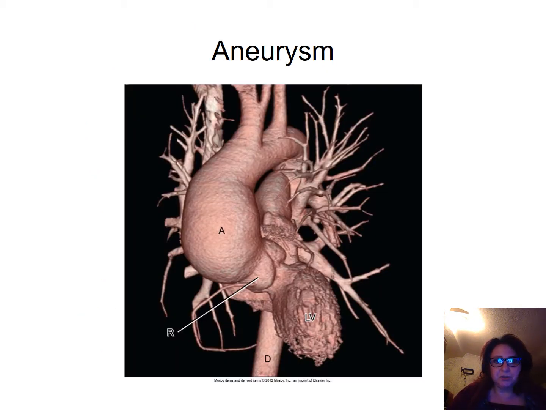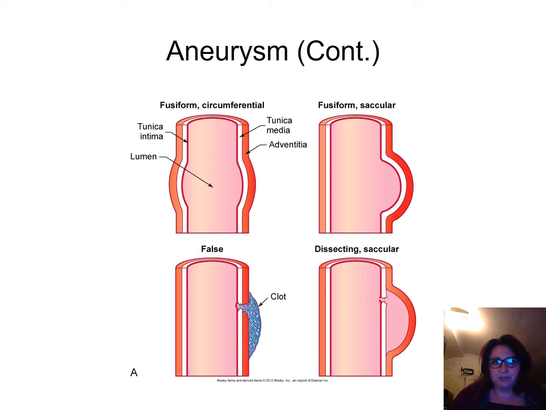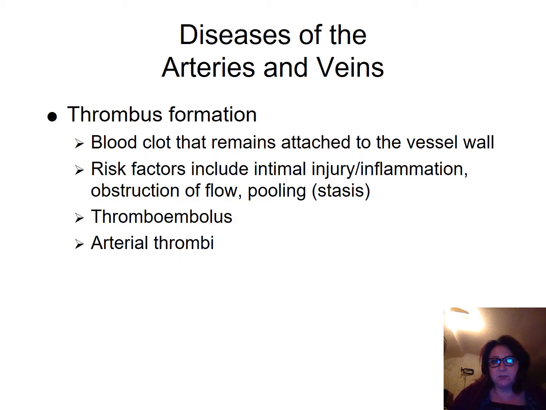And this is a picture of an aneurysm. One of my favorite things to do is to Google pictures so that I can put them in my presentation. And these are the different types of aneurysms that there are. See this false one? There's actually a clot attached to the vessel. It's not an aneurysm. All right, thrombus, a blood clot that remains attached to the vessel wall.